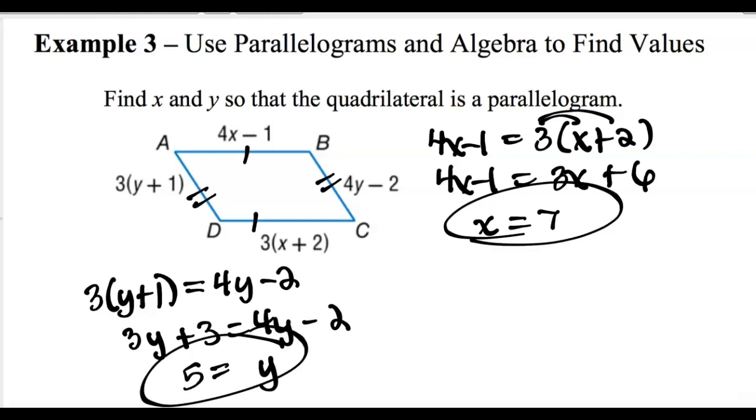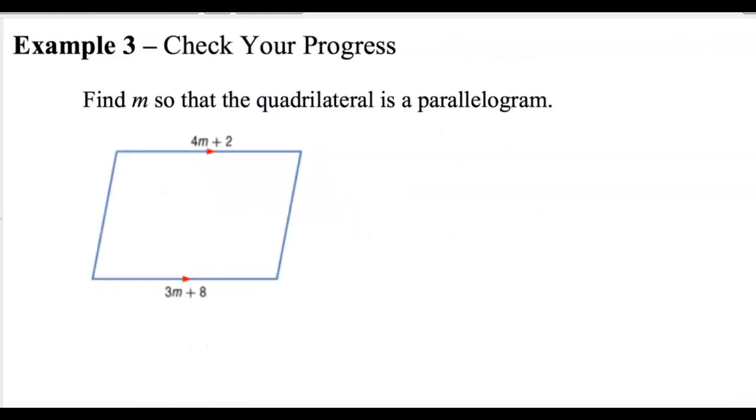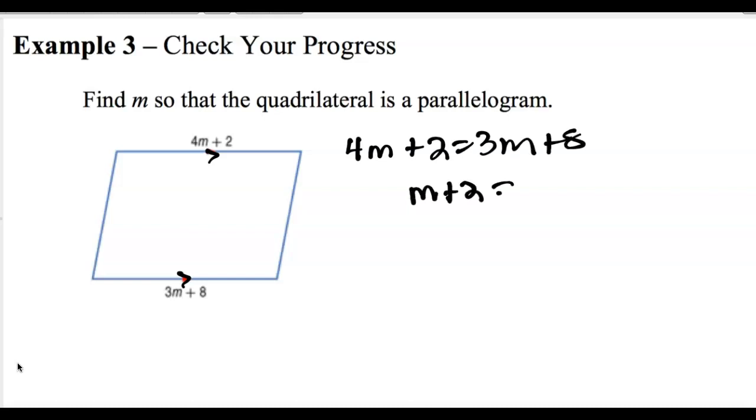I'd like you to possibly try this one. Press pause, and then we'll work through it. Okay, so we know that this is indeed a parallelogram. We just need to find the m value that makes this sentence true. If I subtract 3m from both sides, I get m plus 2 is equal to 8. Then we subtract our 2 from both sides, and we get m is equal to 6.